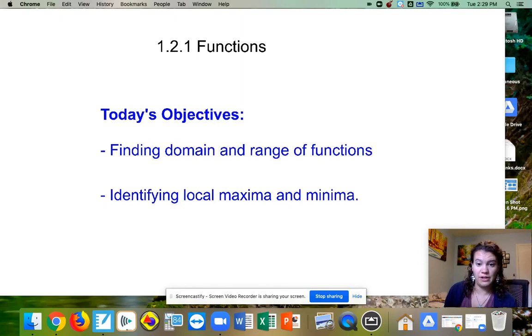So today we are finding domain and range of functions and then identifying the local max and min, as well as looking at function symmetry.